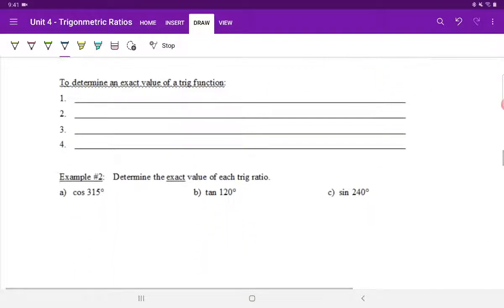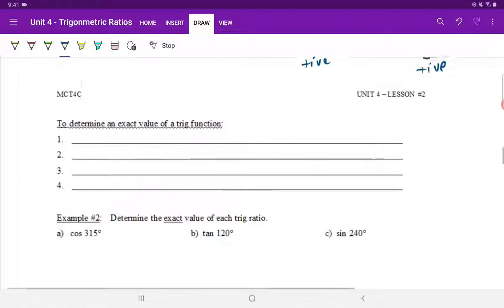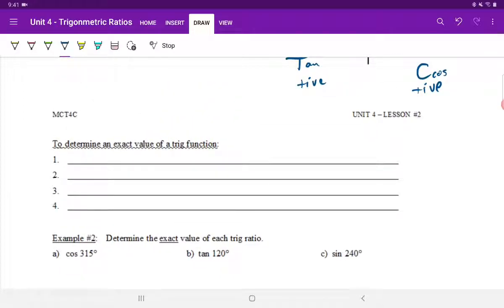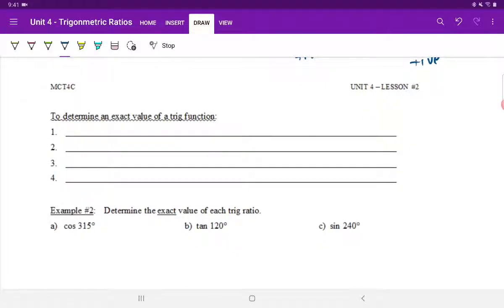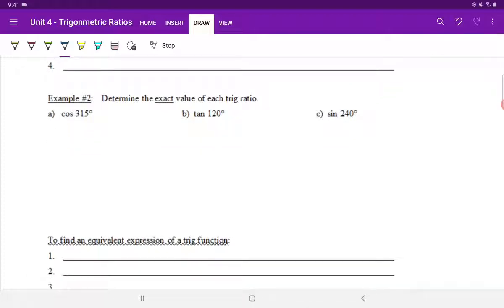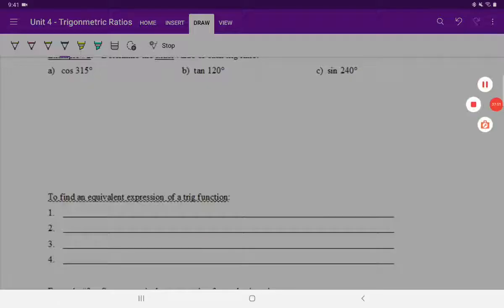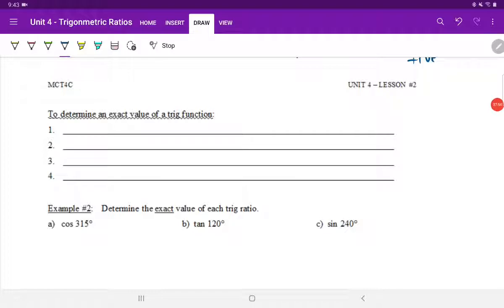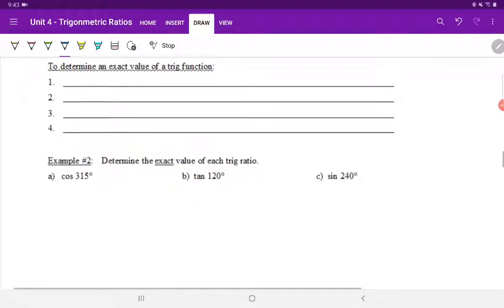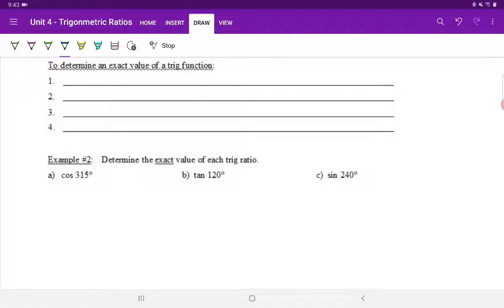Okay, so let's summarize now how to determine an exact value of a trig function. Before I summarize the steps, let's start an example, and then as we work through the example, we'll write out what the steps are, for this first example.